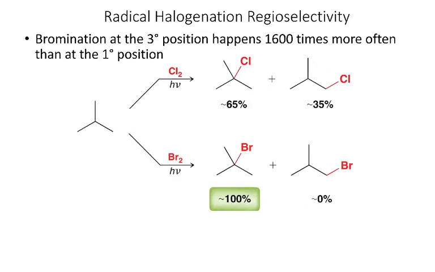And this is just another example to show the selectivity of bromine being much higher than chlorine. In the case of this compound, where we would form a tertiary radical or a primary radical, chlorine sort of chlorinates everything. We do get mostly the tertiary alkyl halide, but we still get a lot of the primary alkyl halide. Whereas in the case of bromine, essentially we get all of the tertiary product and basically none of the primary product.